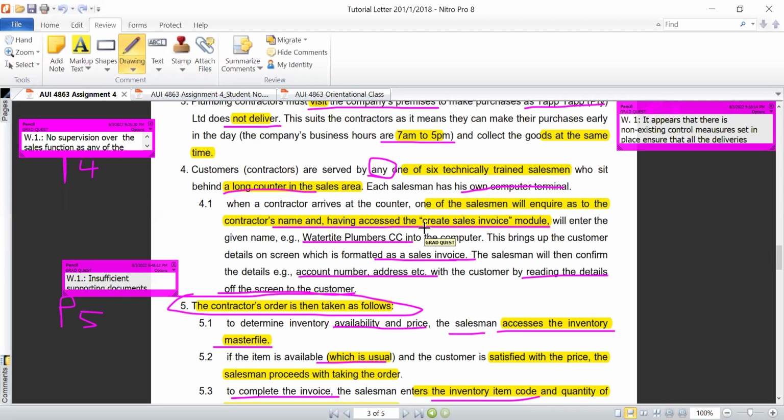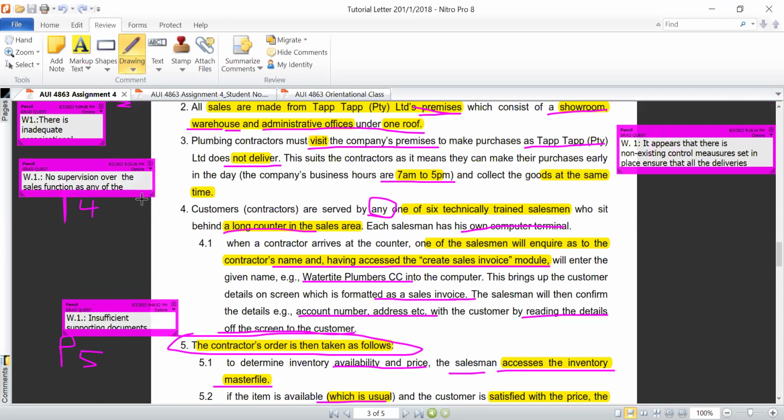Because when I read something, I need to look for, okay, what controls do they have? Are those things achieving the task? Yes or no? If they are not, then I think about, okay, what other controls are supposed to be there, which are not there? That's missing controls. That should be your thinking as you're looking at questions on weaknesses. Then this brings up the customer details on the screen, which is formatted as a sales invoice. So they're already going to the invoice without evaluating creditworthiness of a customer. Anyway, the salesman will then confirm the details in terms of account number and address with the customer by reading the details off the screen to the customer.